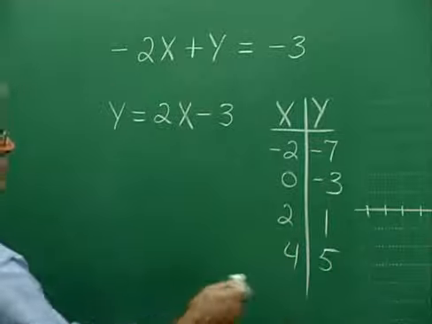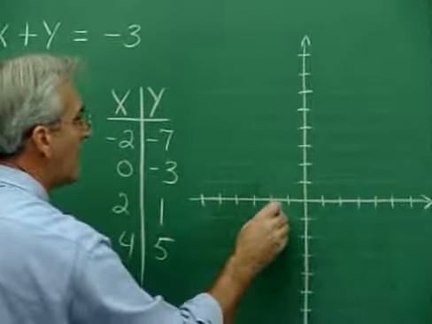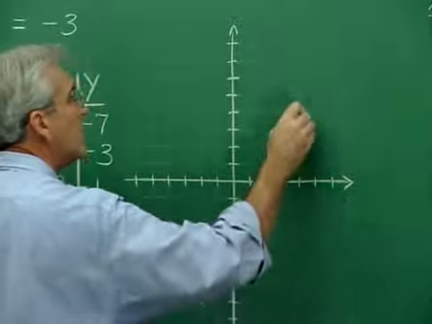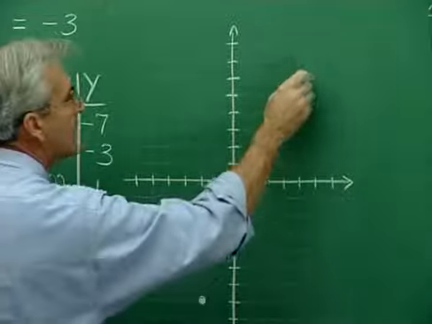Now let's plot these points. The point negative 2, negative 7, that's negative 2, down 1, 2, 3, 4, 5, 6, 7. And 0, negative 3, 2, 1, 4, 5, and the graph contains these points.